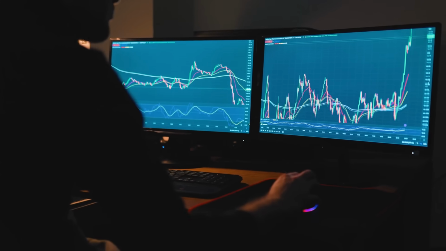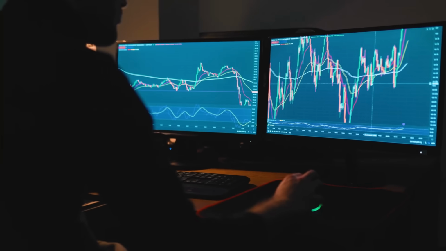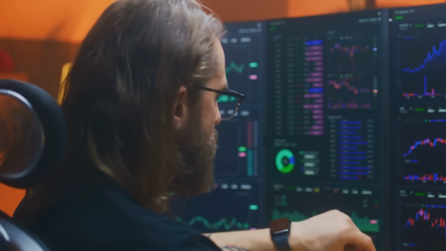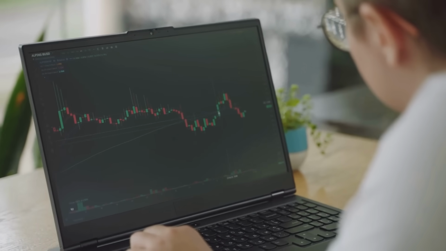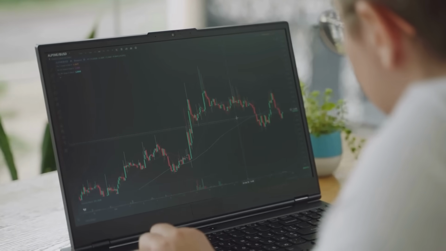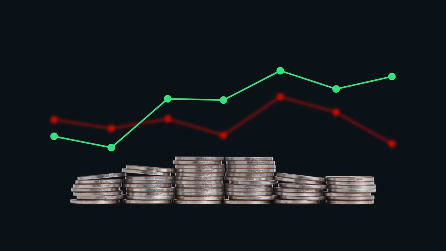Let's dive in. Technical analysis studies historical price data, including charts and patterns, to predict future price movements. It's like being a detective, finding market clues to guide your next move. Unlike fundamental analysis, which looks at an asset's value, technical analysis focuses on price action and market behavior. It's about what the market is doing, not why.